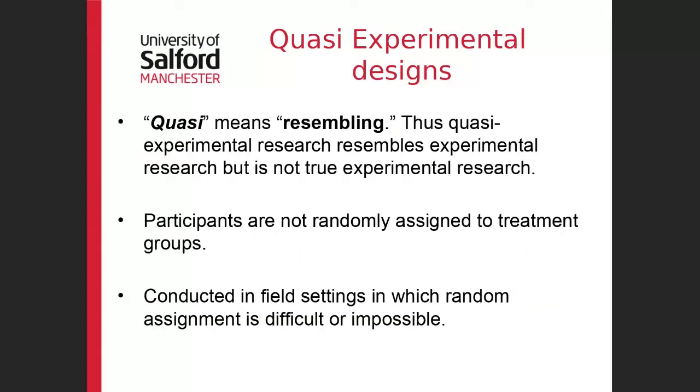So quasi means resembling. So quasi-experimental research is not true experimental research. It resembles true experimental research, but it's not true. And the participants are not randomly assigned into treatment and intervention groups. And as I've said, there are sometimes issues with this random assignment. So there could be ethical issues, where you are going to give this one treatment to this particular group of people, and therefore it's just impossible to deny or withhold that treatment. And in that case, you can do these quasi-experimental designs.